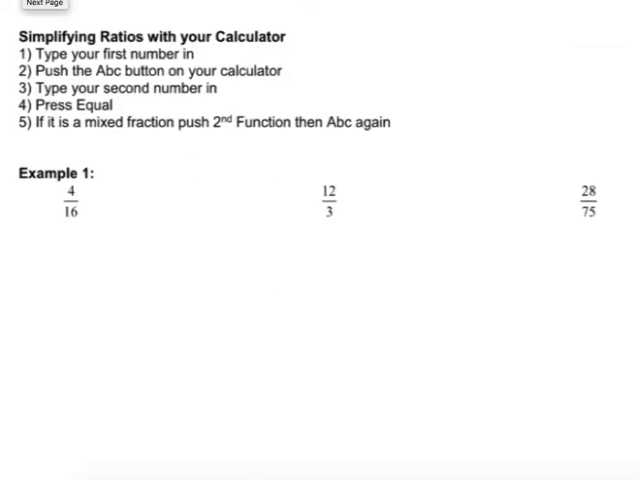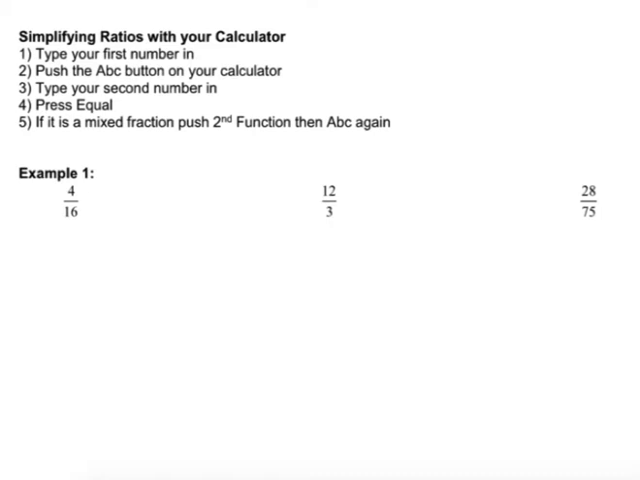To simplify ratios with your calculator, you're going to find what we call the ABC button on your calculator, and you're going to type in the top number or the first number, depending on how your ratio is written. You're going to push that ABC button on your calculator. You're going to type in the second number. You're going to hit the equals button. And it's going to give you something that says a number R a number. And I'm going to show you exactly what to do with that.